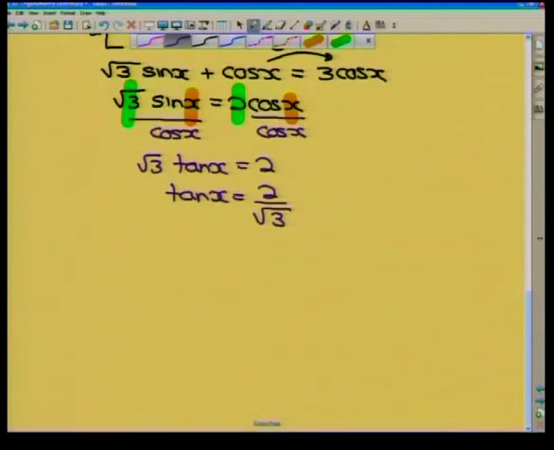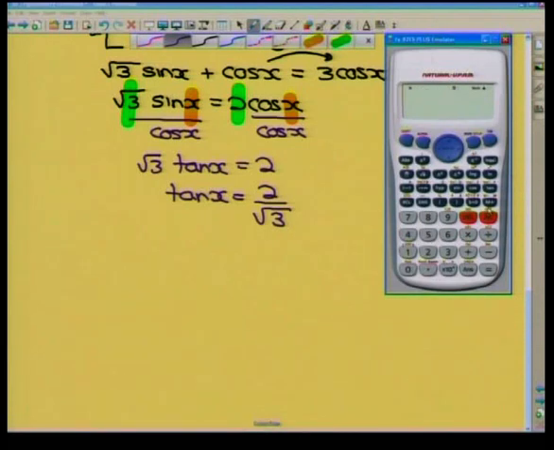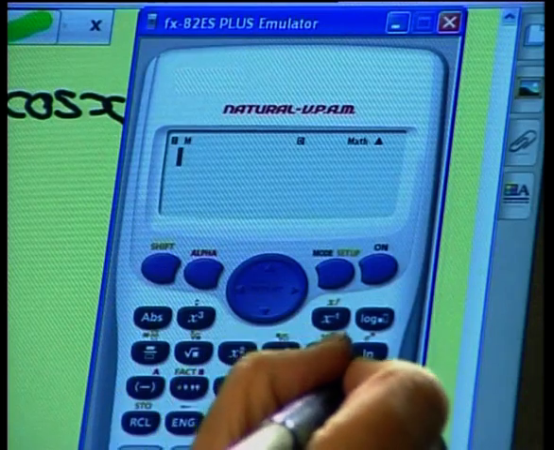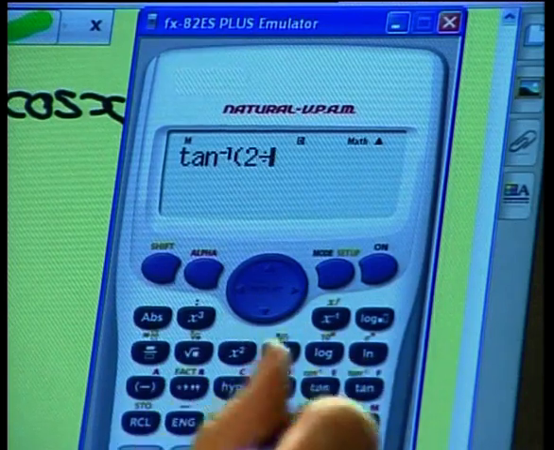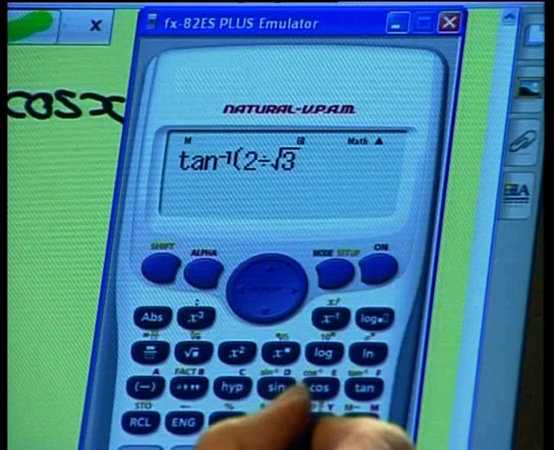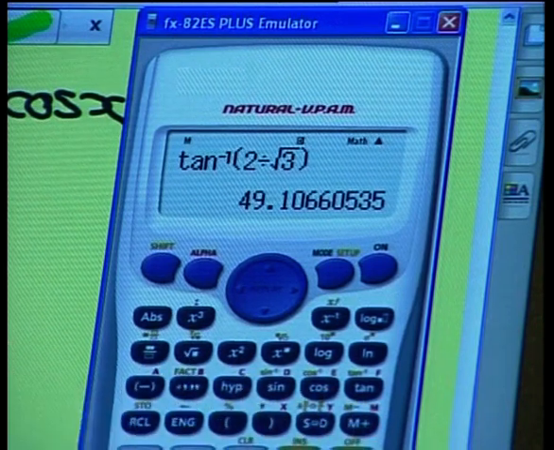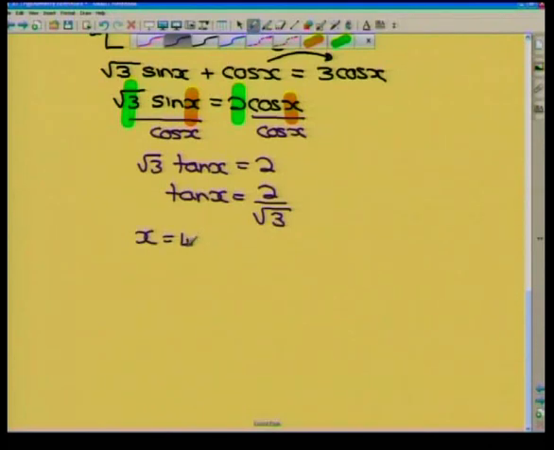So let's pull it up. And of course it's tan again, which is quite nice. Let's just clear it. We can go shift tan, and we're going to go 2 divide by root 3. Spacebar out, remember, close the brackets, equals, and I get 49.1. So this will be x equals 49.1 degrees plus k 180 degrees, k an element of Z. And that's how we would get it.